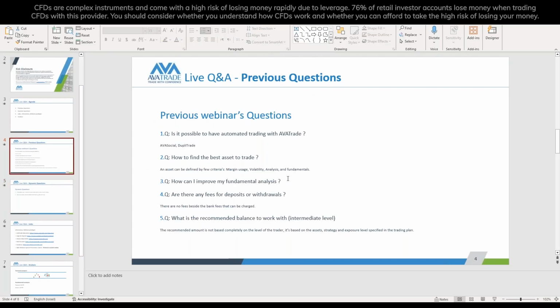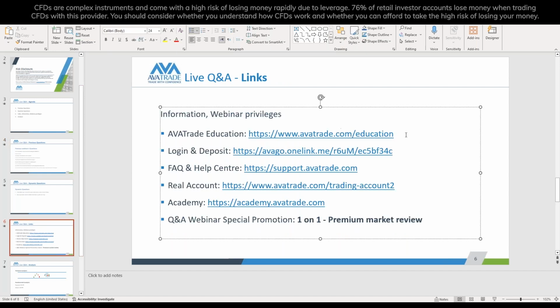I have to go back to the original question that we received, otherwise these five questions wouldn't be fulfilled. How can I improve my technical analysis? But first, before I do that, I have to send you guys the links. I have to share with you those links because I have a feeling it can save you a lot of time.